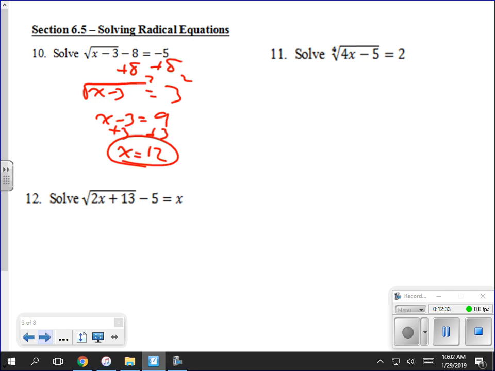Number 11. I don't have a square root. I don't have a cube root. I have a 4th root. So I need to raise everything to the 4th power. That gives me 4x minus 5 equals 2, 4, 8, 16. 2 to the 4th is 16.